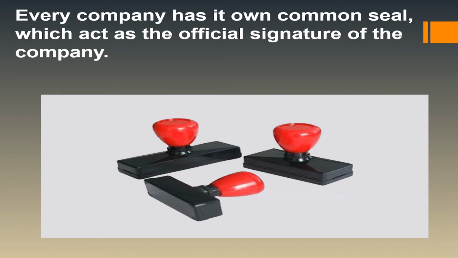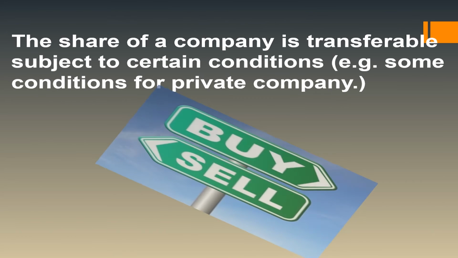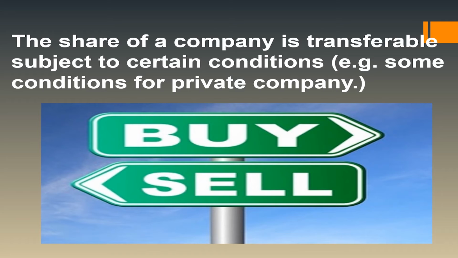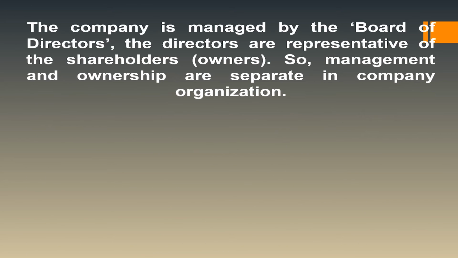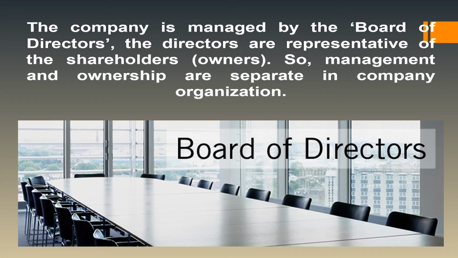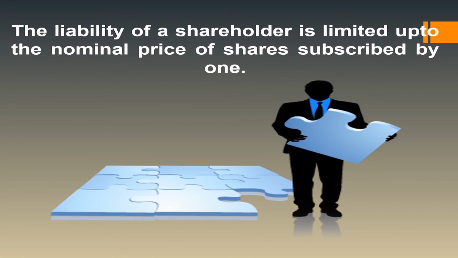Every company has its own common seal, which acts as the official signature of the company. The shares of a company are transferable subject to certain conditions. The company is managed by the board of directors. The directors are representative of the shareholders. So, management and ownership are separate in an organization. The liability of a shareholder is limited up to the nominal price of shares subscribed by them.